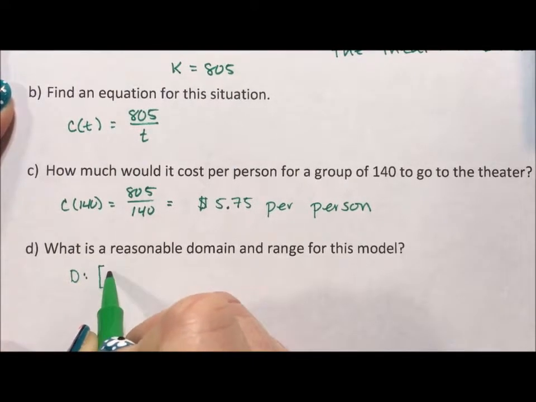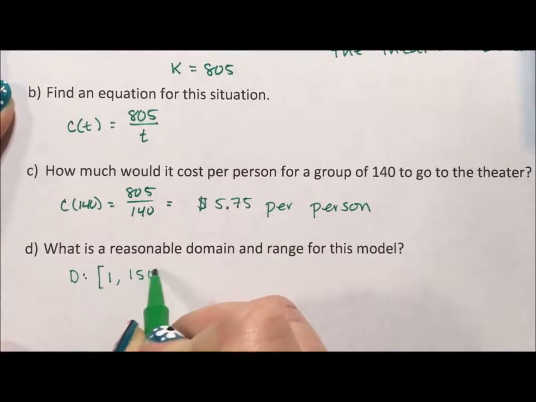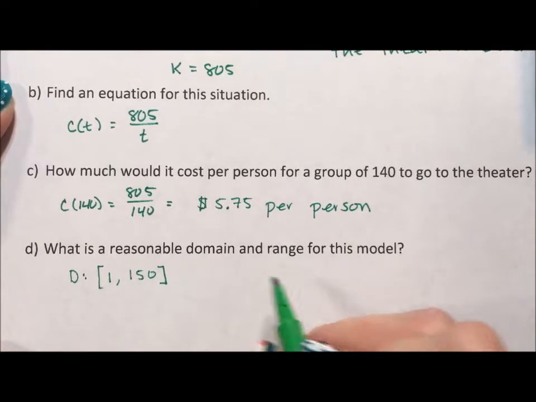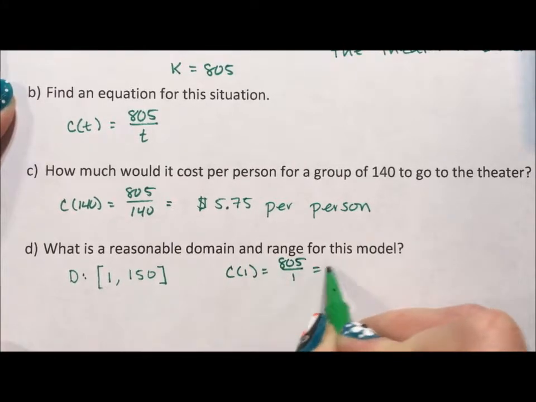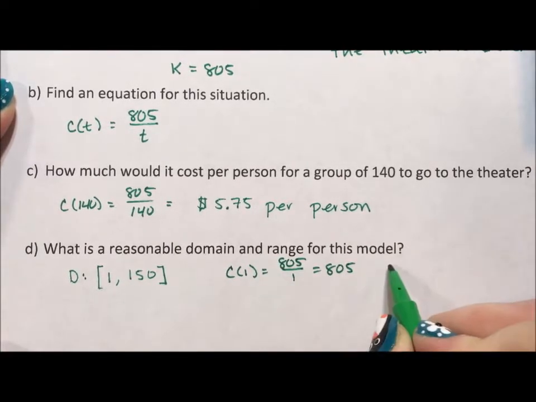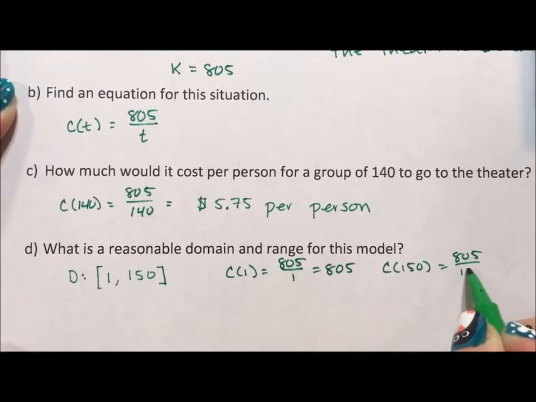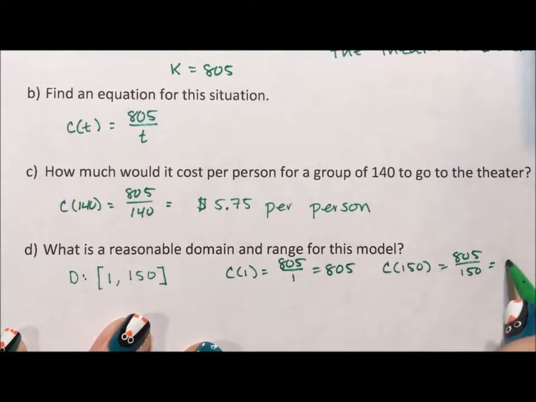you're not going to rent out the theater without at least one person going. And the top number is 150 people going, because 150 seats is how many fit in the theater. Okay, so the cost for one person is $805 divided by 1, which is $805. And the cost for 150 people is $805 divided by 150. And this one, unlike the 140, when we put it into the calculator, we get 5.36 repeating. But since we're talking about money and the way a theater works, this would actually become $5.37.